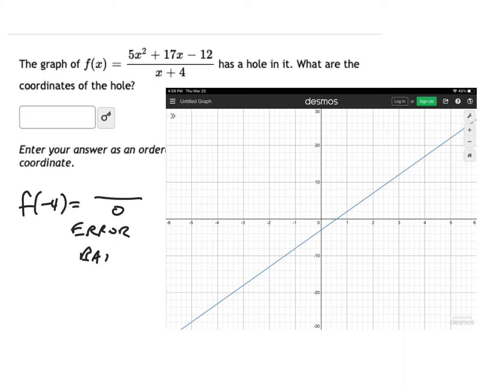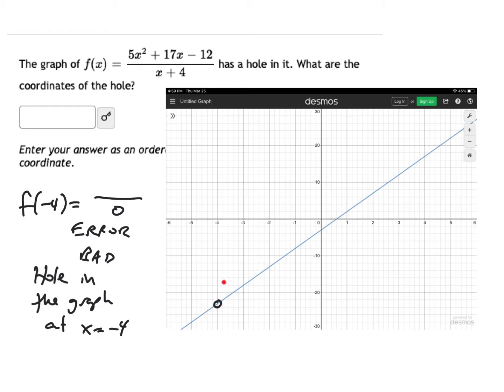But on the graph, it looks like there's a point here. When the x-coordinate's -4, it looks like there's a perfectly good point there. And that's because Desmos does not have the ability to pick up on the fact that of all the points that are on this curve, the only one that's not really there is this guy right here. So this graph has a hole in it. Meaning that the function is undefined there, but we don't have asymptotic behavior.